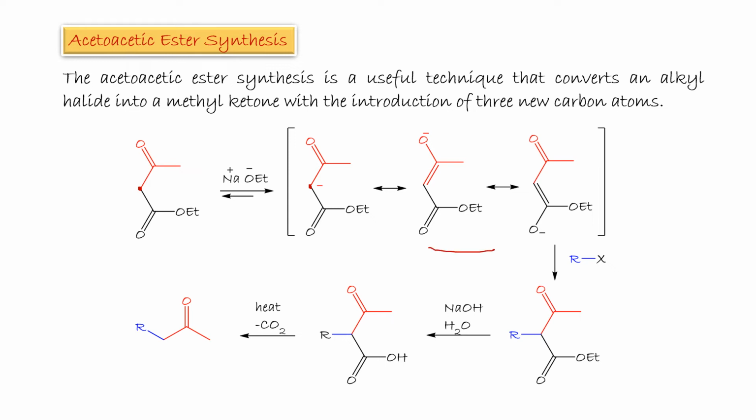React that with an alkyl halide and it will alkylate this carbon. Saponification will hydrolyze this ester to form a carboxylic acid, of course after neutralization or acidification with HCl. Here we have a beta-carbonyl carboxylic acid. Upon heating you lose CO2 and form R, CH2, C double bond O, CH3.